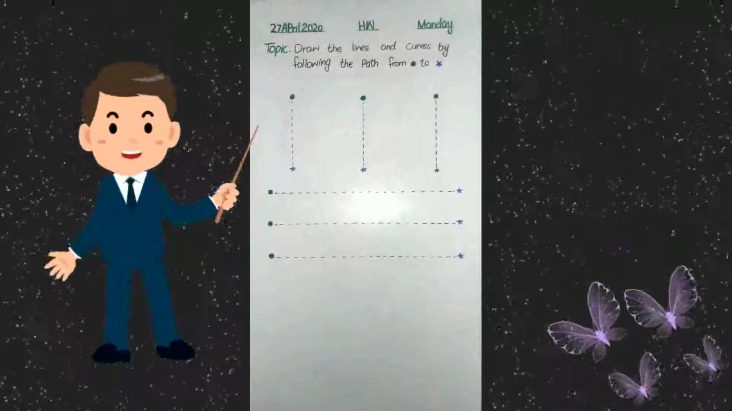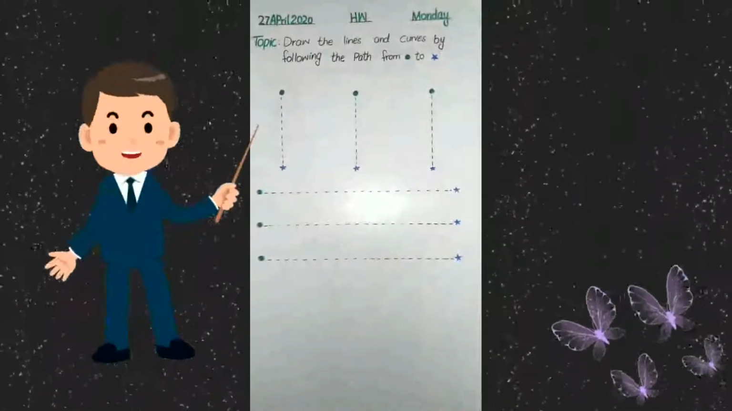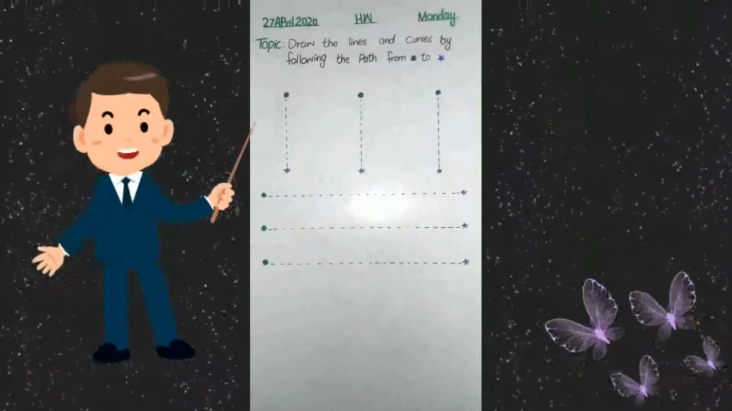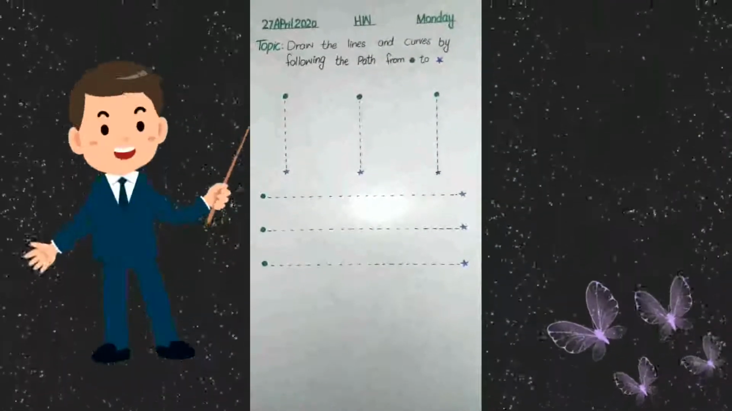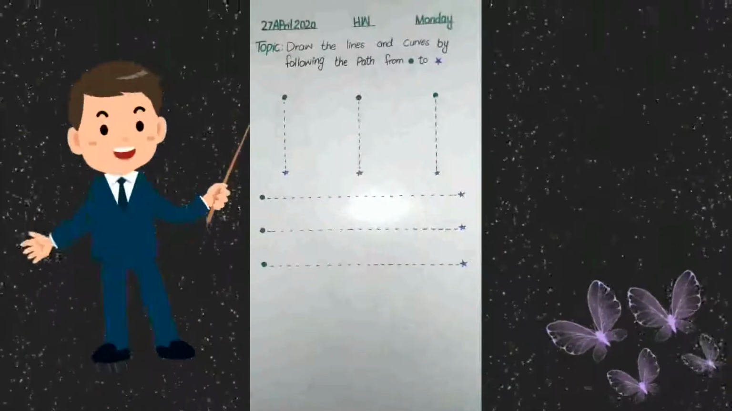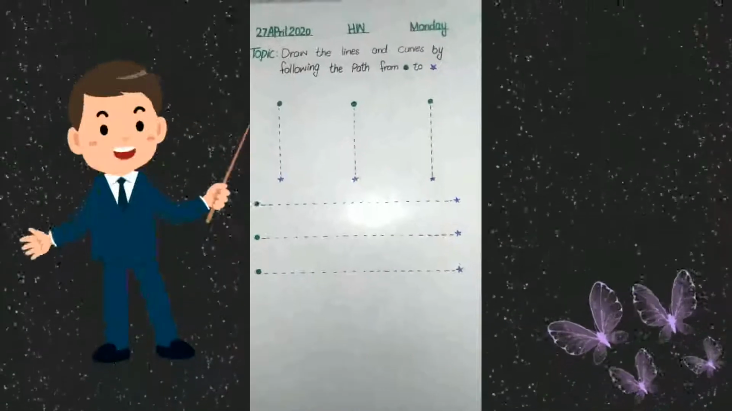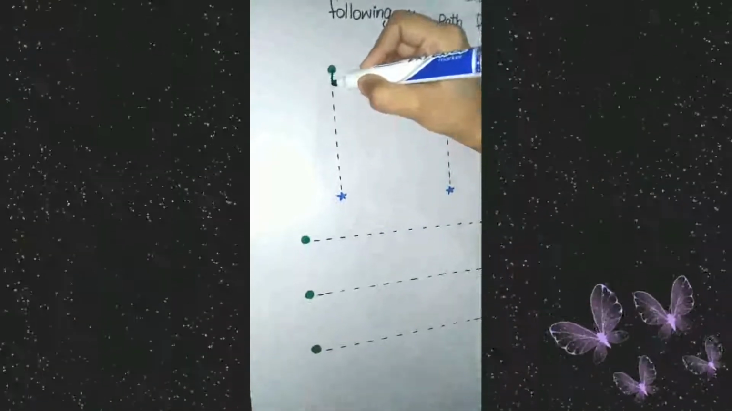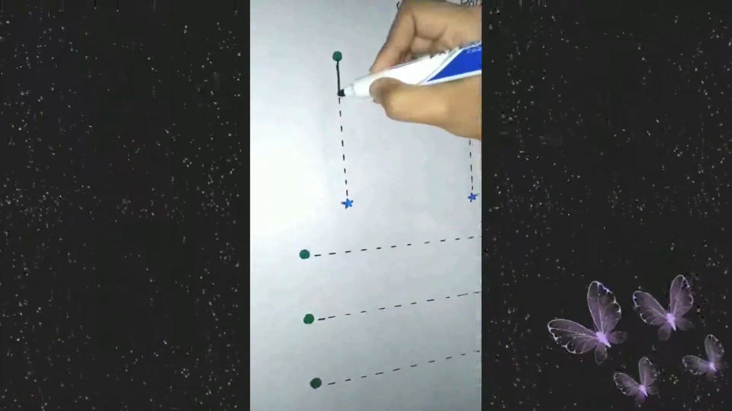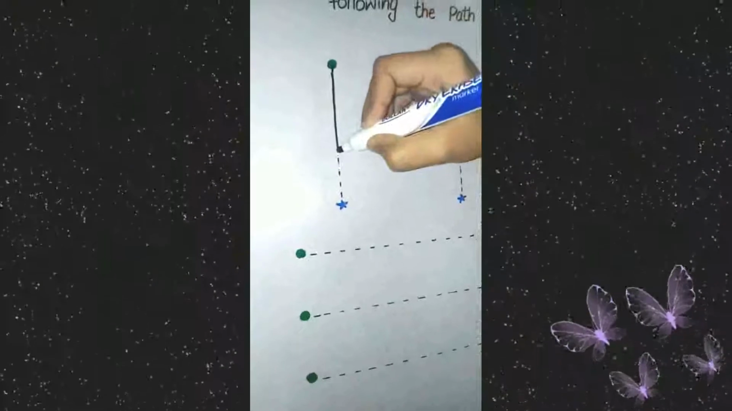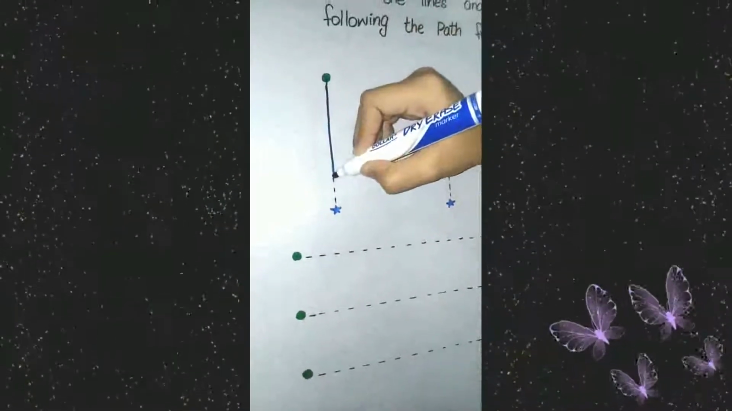Here is the topic. Now see the topic, and our topic is draw the lines and curves by following the path from big dot to star. Alright? Okay. Now shall we start? Start from big dot and follow all the dots. Join them together. Tick, tick, tick.